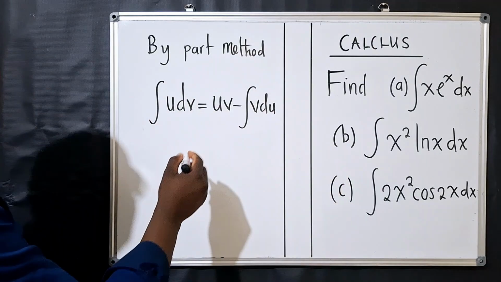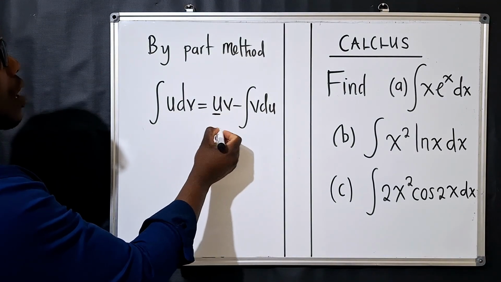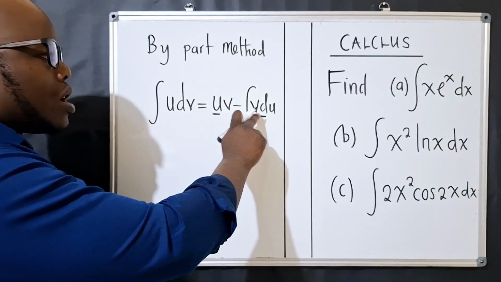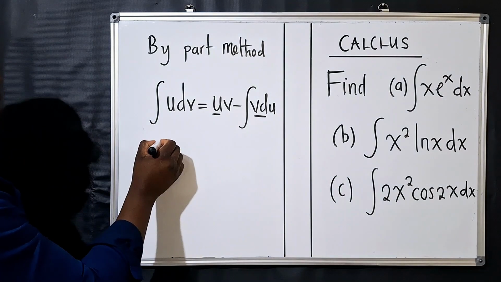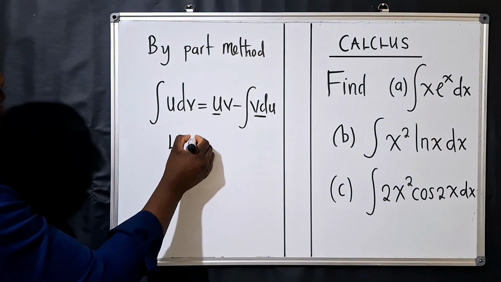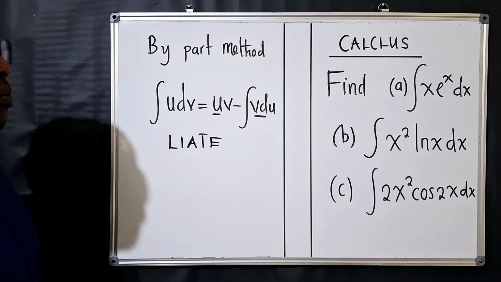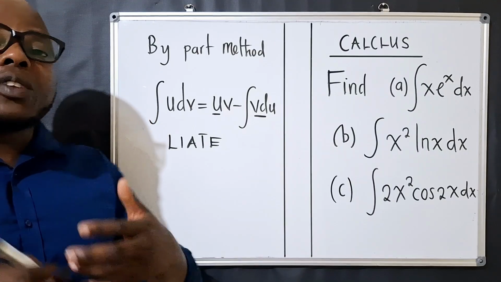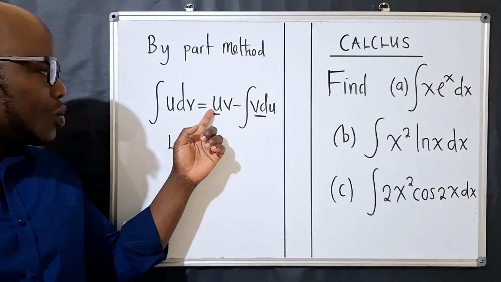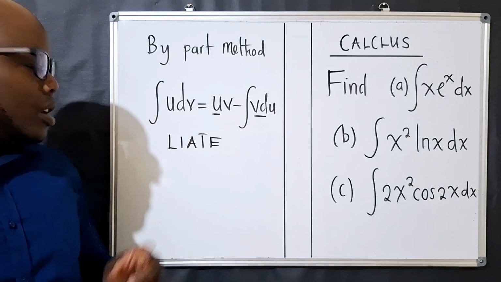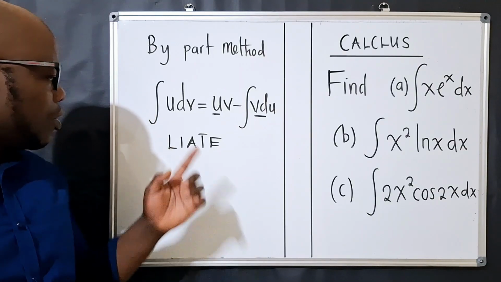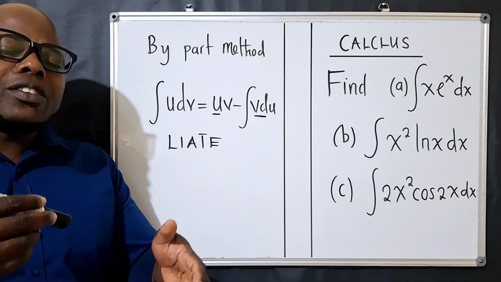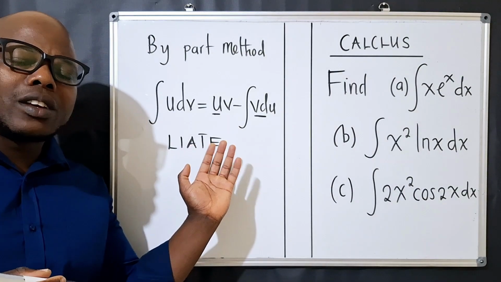So now, what it means is you identify your u and your dv. That's the first thing. Whichever integral that you have, identify your u and your dv. To identify that, we use this mnemonic. It will help you. If you can remember this mnemonic, LIATE, it will definitely help you know which one is your u and which one will be your dv. This one means log, inverse, algebra, trig, exponential. So you pick what comes first out of these letters as your u.